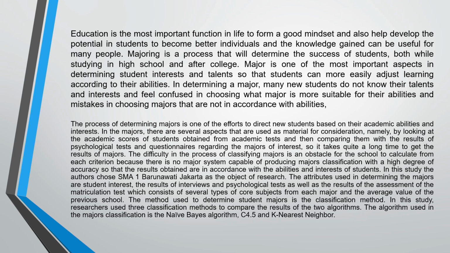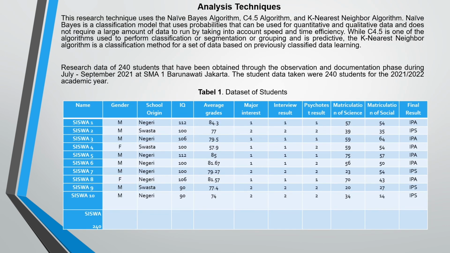The method used to determine students' majors is the classification method. In this study, researchers used three classification methods to compare the results of the algorithms. The algorithms used in majors classification are the Naive Bayes algorithm, C4.5, and the K-Nearest Neighbor. This research technique uses the Naive Bayes algorithm, C4.5 algorithm, and the K-Nearest Neighbor algorithm.